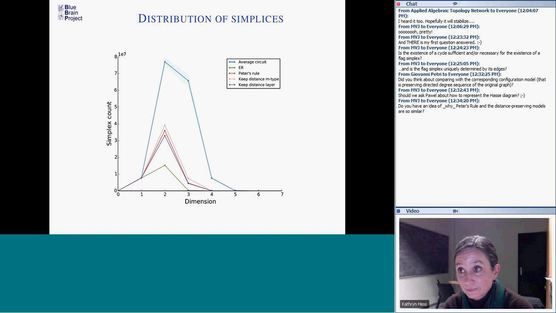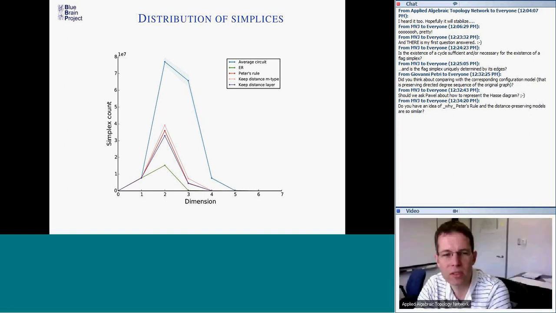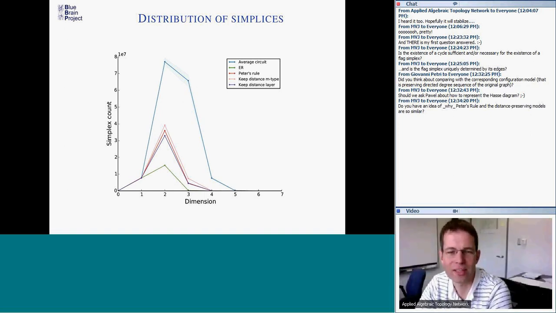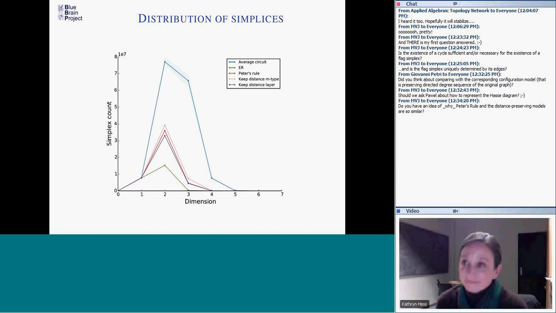Okay, you just hid the number of zero simplices, that's why it's 0. The number of zero simplices is 30,000 in both cases. So 31,000 is actually very small compared to 10 million, so it looks like 0. Okay, all right. Thank you. It's because it's a scale problem. Okay.